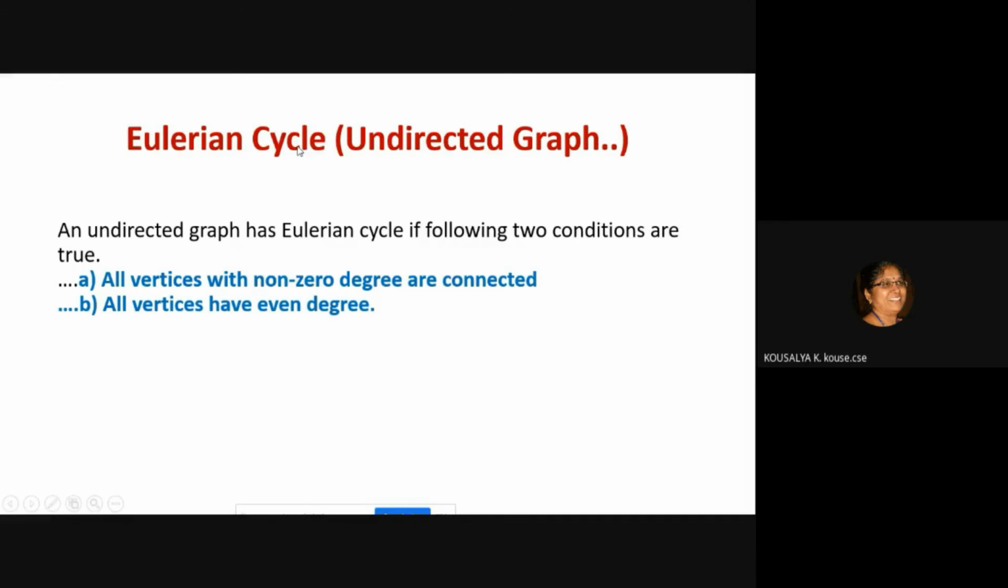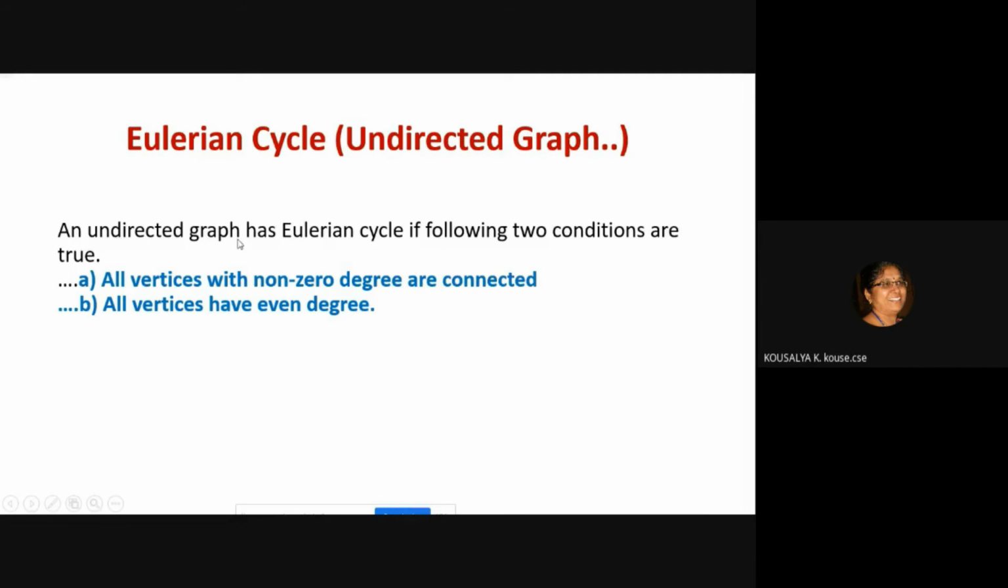So what is an Euler cycle? How do you identify an Euler cycle in an undirected graph? We need two conditions. If it is an undirected graph, there is no arc, so you connect vertices, two vertices by an edge. No arrow mark is available between the vertices, so that is called an undirected graph.